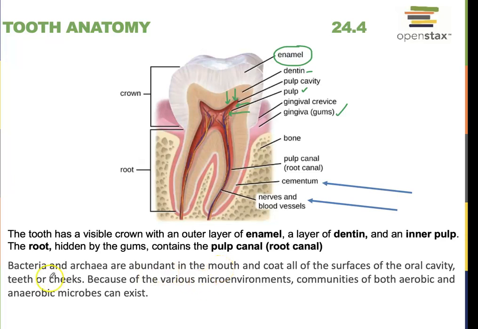One thing down here: bacteria and archaea are abundant in the mouth, and they coat all the surfaces, all the nooks and crannies. In the mouth, there are tiny microenvironments. There can be anaerobic spaces, microaerophilic spaces, and spaces that are constantly exposed to oxygen. Because of that difference, you can have different kinds of bacteria growing in those different microenvironments.